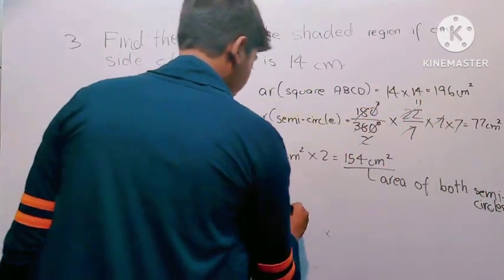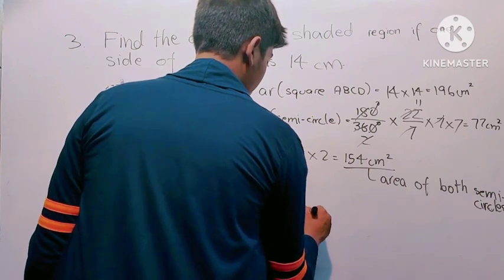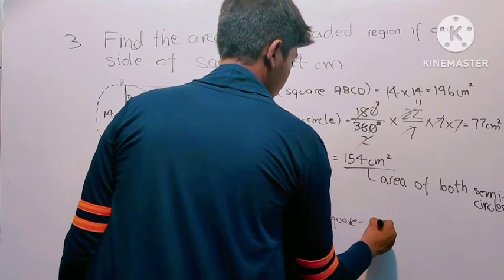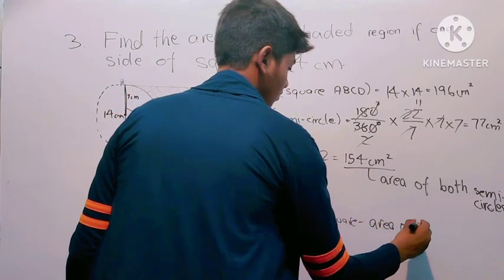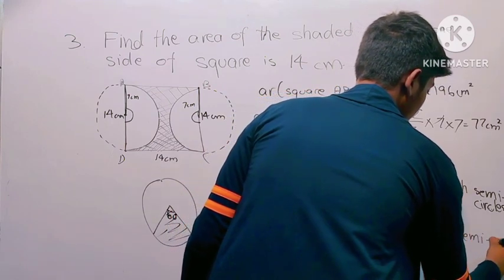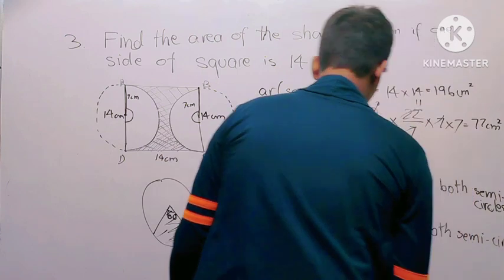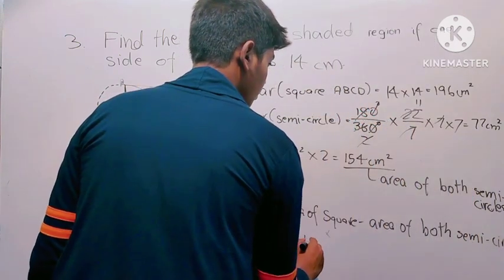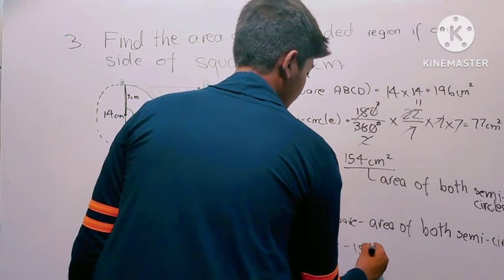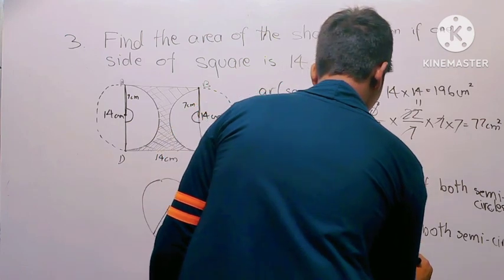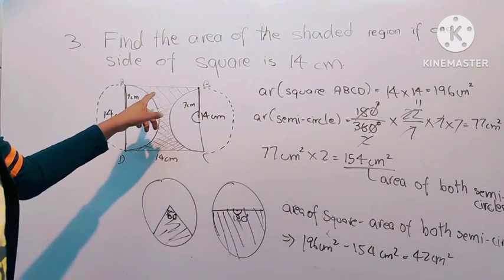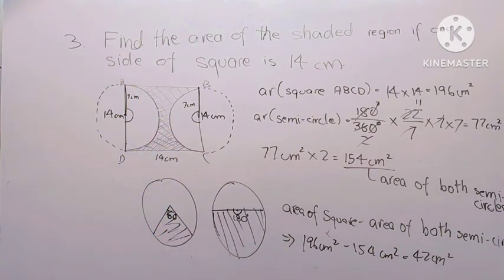Now, subtracting: area of square minus area of both semicircles would be equal to 196 centimeter square minus 154 centimeter square, which is equal to 42 centimeter square. So we get the area of this shaded region as 42 centimeter square.